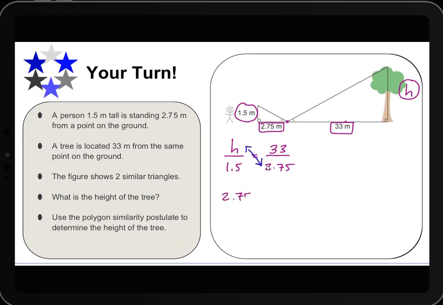So I have 2.75 times h. This is going to equal our value there, which I've written, and then we have 1.5 times 33, and 1.5 times 33 is 49.5. Then I can go ahead and divide both sides by 2.75, and I get the value or the height of the tree, and that height is going to end up being 18 meters tall. So we have an 18-meter tall tree, and all I had to do was cross multiply, which is exactly what we're doing here, after setting up my proportion, and then I can solve for my variable.